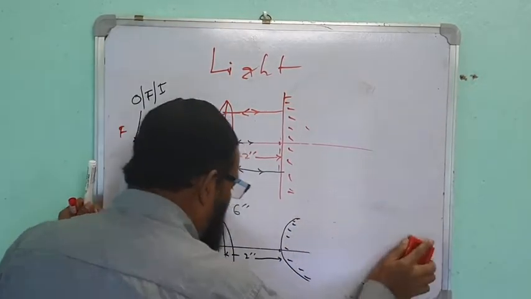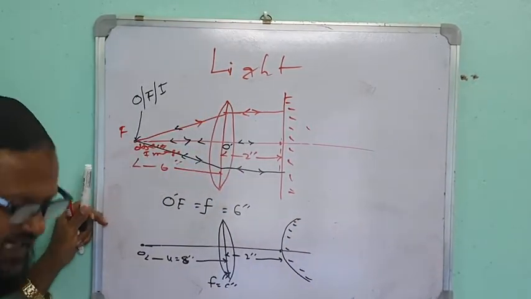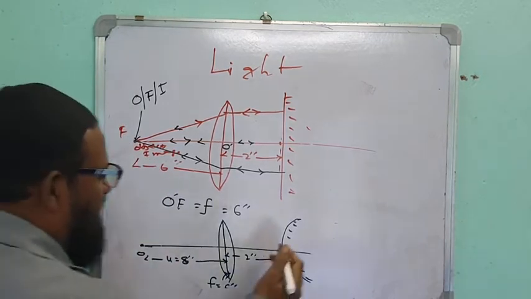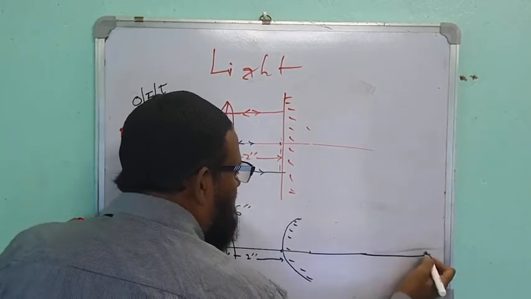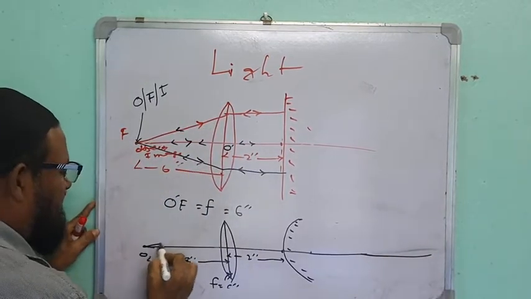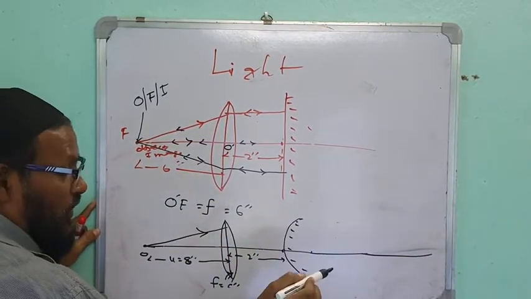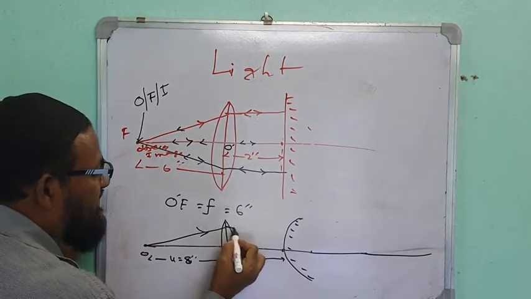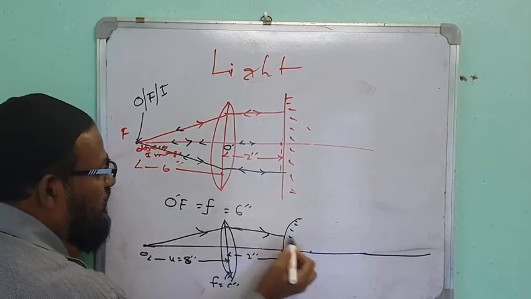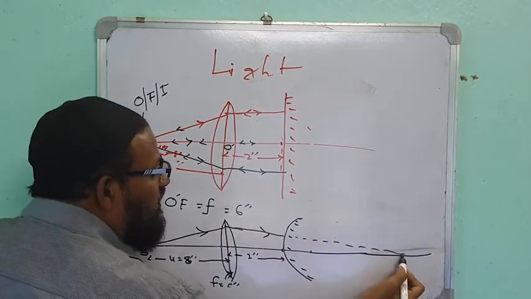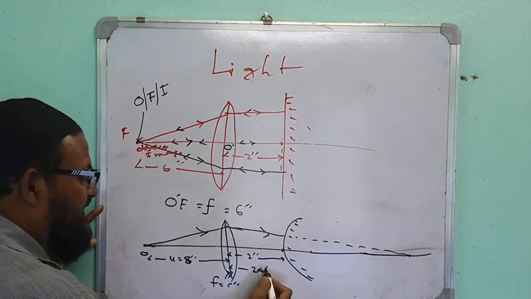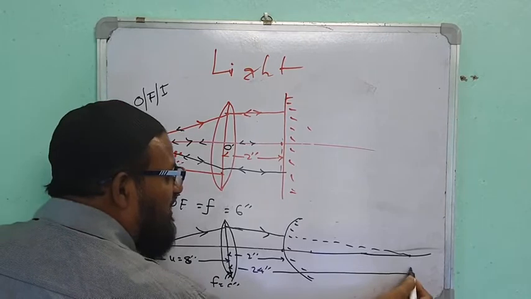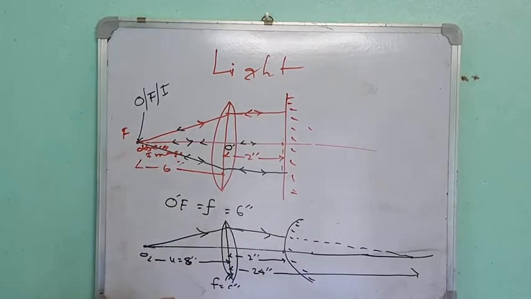Now draw the figure. I am drawing. Please see here. What is the rule? This is the rule. From the gap to here, what is the distance? This is V.